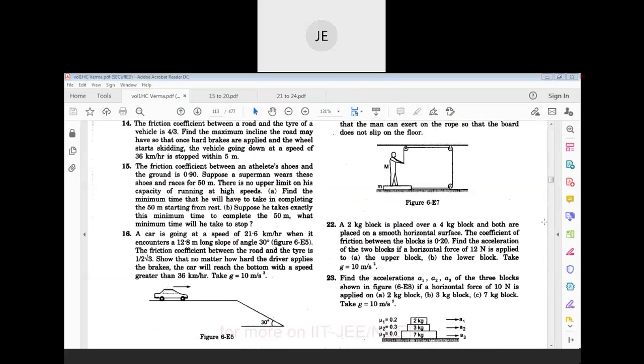A 2 kg block is placed over a 4 kg block and both are placed on a smooth horizontal surface. The coefficient of friction between the blocks is 0.2. Find the acceleration of the two blocks if a horizontal force of 12 Newton is applied to the upper block and to the lower block.